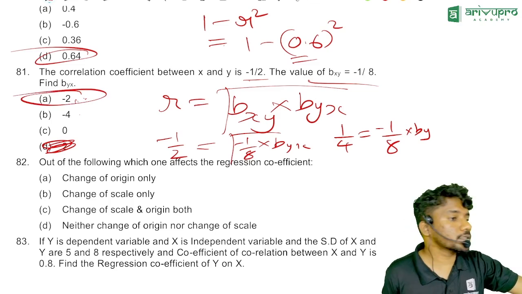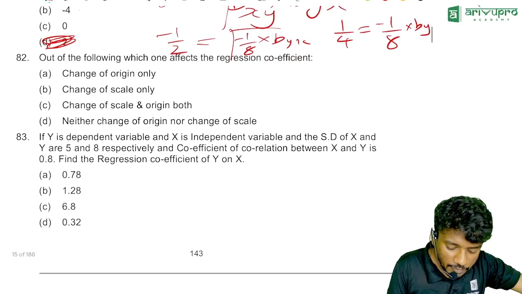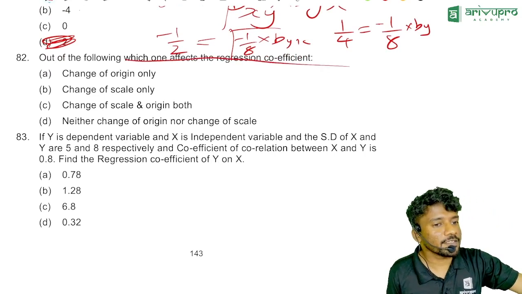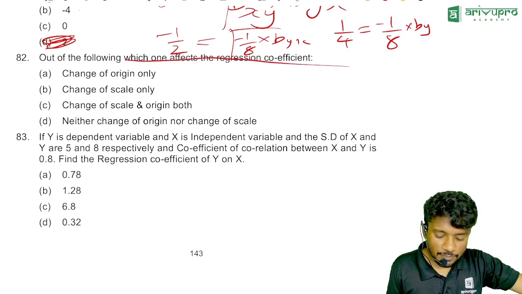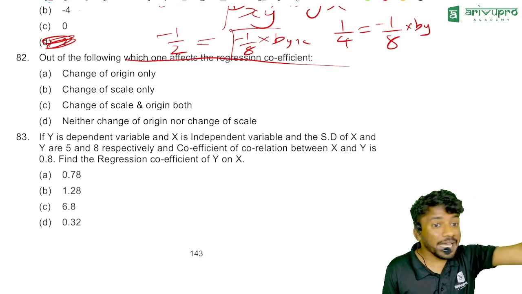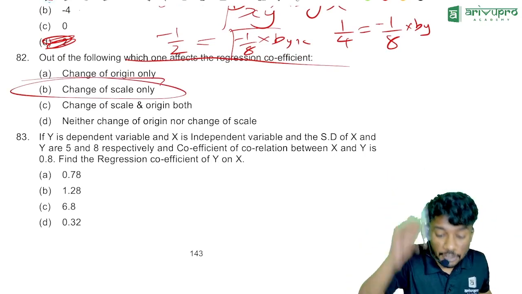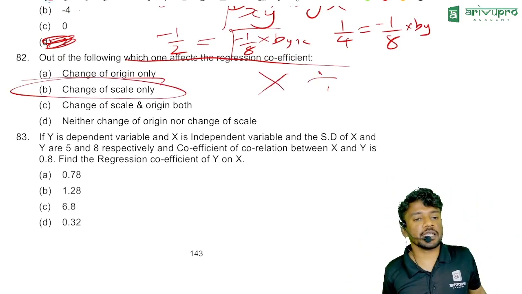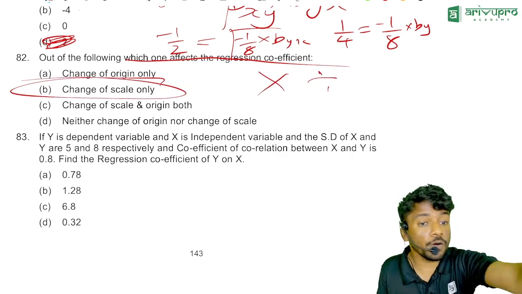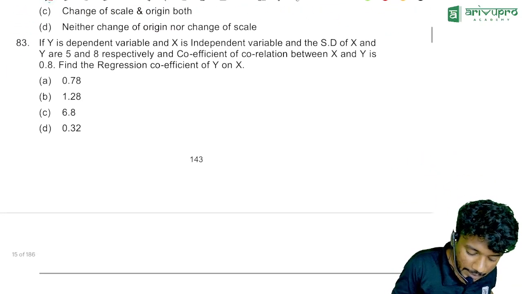8 divided by 4, and a minus is also there. Answer is minus 2. Now, out of the following, which affects the regression coefficient? Regression coefficient is affected only by change of scale. Change of scale means multiplication or division. Change of origin means plus or minus. Always remember that.